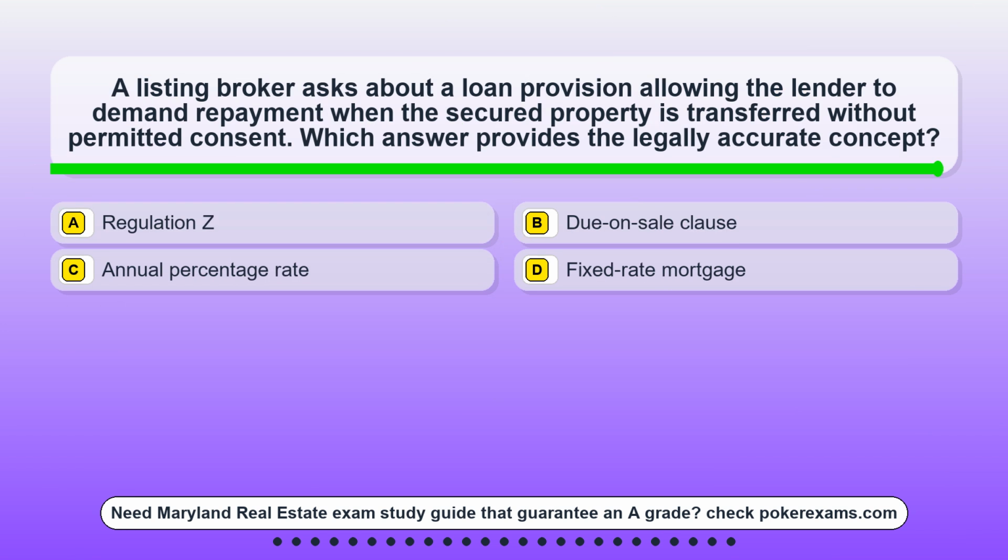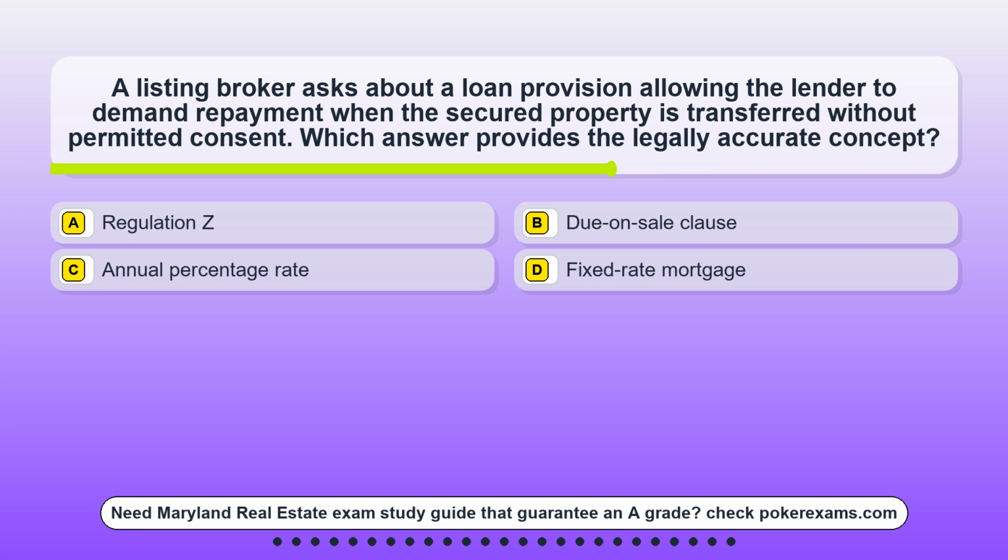Question 6. A listing broker asks about a loan provision allowing the lender to demand repayment when the secured property is transferred without permitted consent. Which answer provides the legally accurate concept? Option A, Regulation Z. Option B, due-on-sale clause. Option C, annual percentage rate. Option D, fixed-rate mortgage.